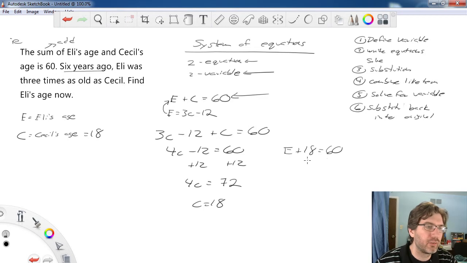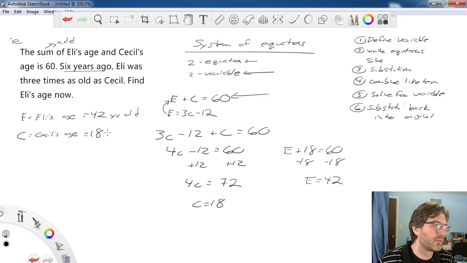and in that case you get minus 18 and minus 18, and this is your 42. Right, 60 minus 18, just checking my work. Yeah, that's your 42. Ellie's age is 42. And then they are years old. So 42 years old and 18 years old.